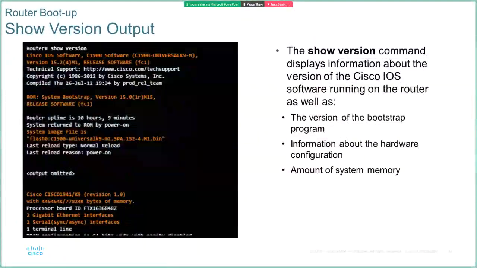So the show version command gives us a little bit of information that we may need about a device that we've not seen before. It basically tells us what platform it is, C1900, that's the platform, and tells us what the operating system is, so Universal K9-M, and it's version 15, major release 2.